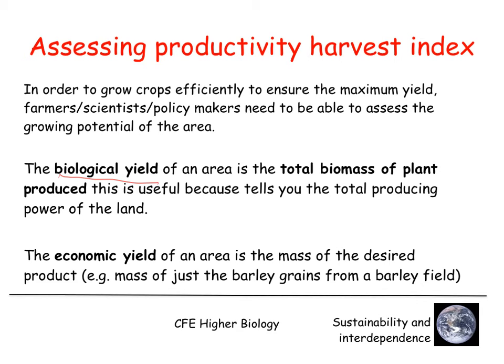So what we're talking about here is if you're producing a plant that has got a long stalk, and then it's got this head of corn up here, then the biological yield is the total biomass of all of that. When we talk about the economic yield of an area, that's the mass of the desired product. In other words, the mass of this part here, say if it's barley, the barley grains that have been produced, not the stuff that is not the desired product.